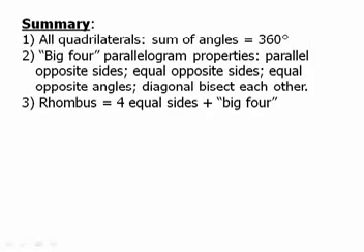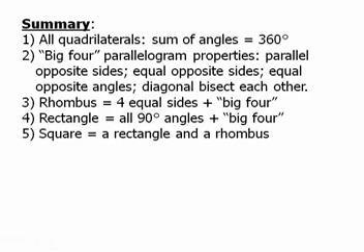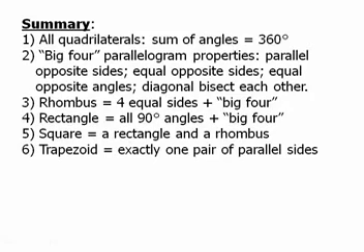A rhombus has four equal sides plus the big four. It also has perpendicular diagonals. A rectangle has 90-degree angles plus the big four. It also has congruent diagonals. A square is a rectangle and a rhombus, so a square has all the rectangle properties, all the rhombus properties, and all the parallelogram properties.